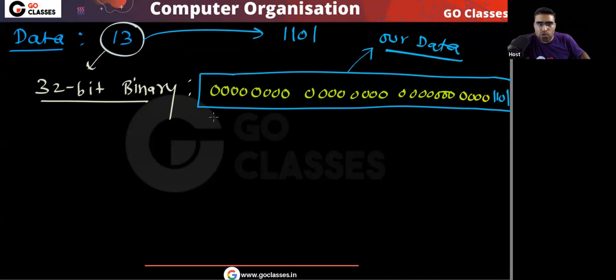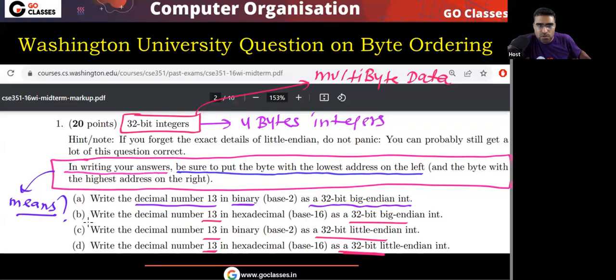If you want, you can convert it into hexadecimal also, but that is another question. Part B is for hexadecimal. So let's solve these two questions first, then we will solve little endian. First we will solve big endian. Part A is big endian in binary. Part B is big endian, but consider the hexadecimal representation. Part C is little endian binary, and part D is little endian hexadecimal. So let's solve this question now.